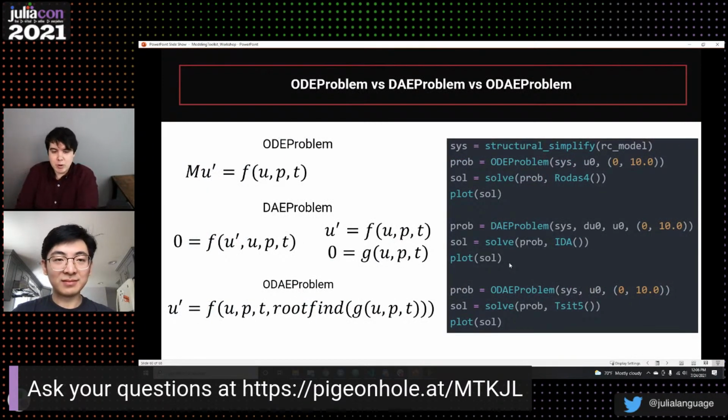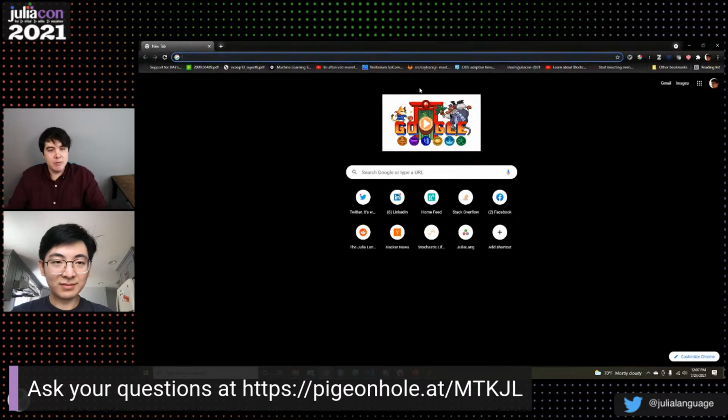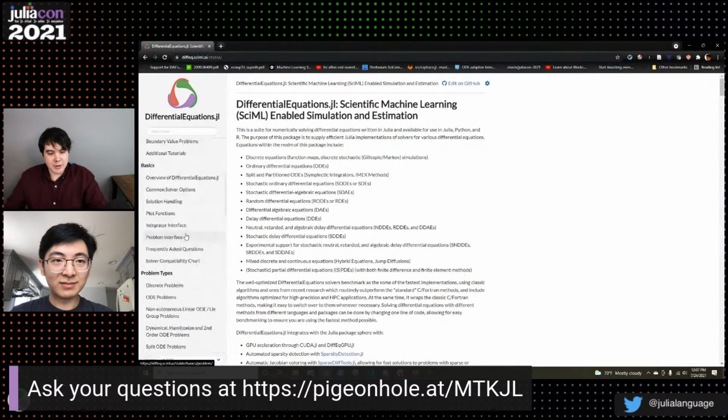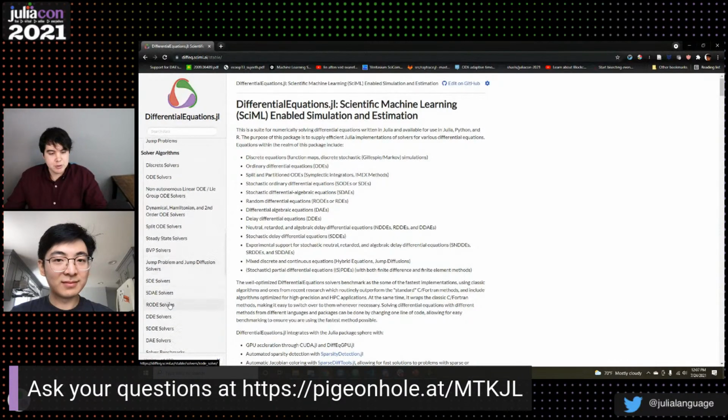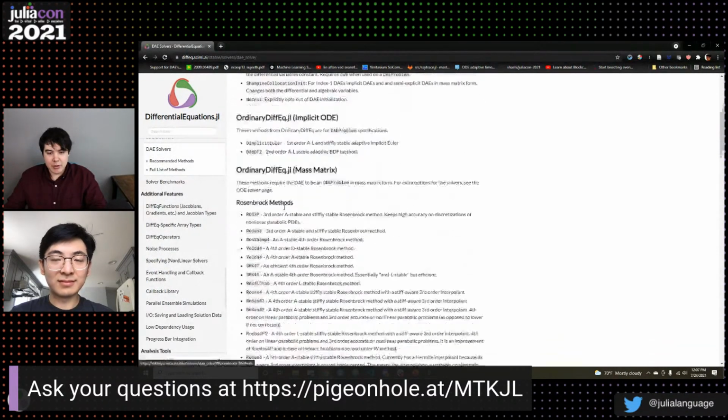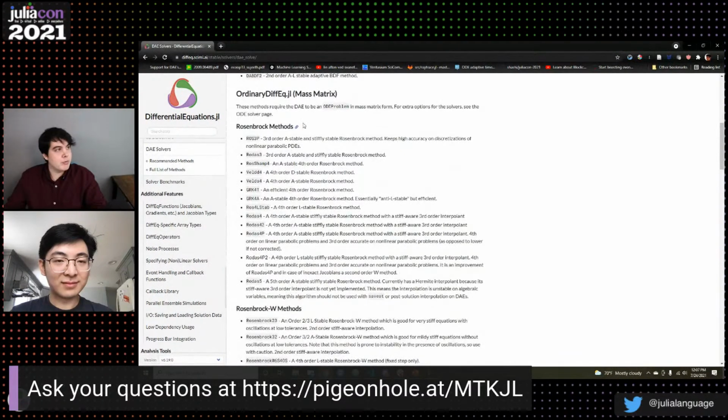So what are all these different problem types? Well, the ODE problem is always going to be an ordinary differential equation with a mass matrix associated with it. If you have a differential algebraic equation, this mass matrix is going to be singular. And whenever you have a mass matrix, you need to make sure you're using a method that is compatible with mass matrices. You can find that in the documentation. If you go to diffeq.sciml.ai and look at the DAE solvers, it'll show you which ones are compatible with mass matrices.